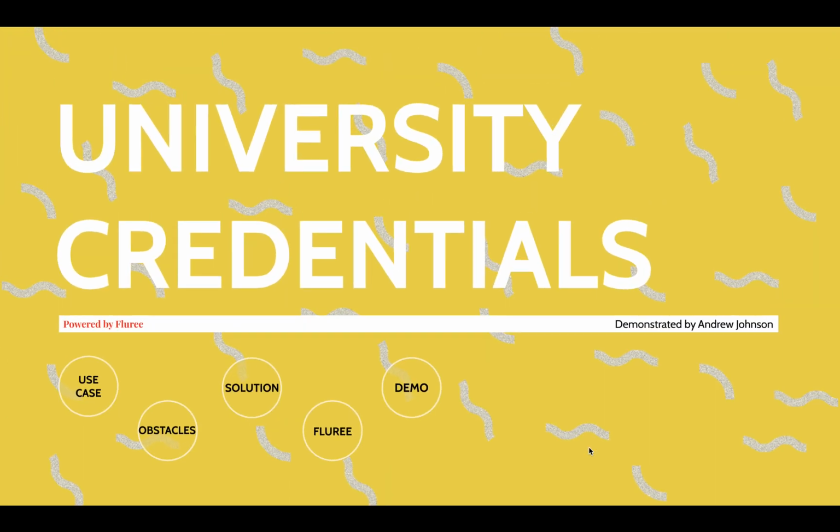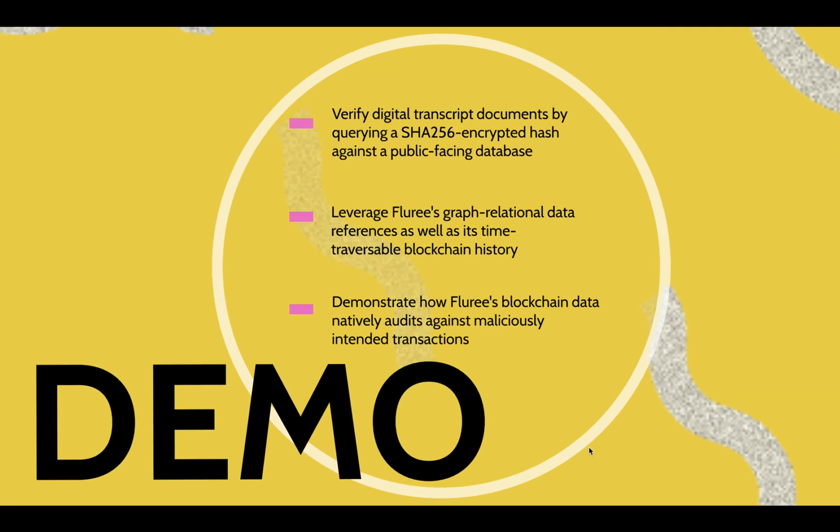So lots of intro, lots of summary of this use case and of the data concerns going in, but the fun part here is going to be us looking at this demo. So I'll explain a bit what this demo is going to be, but essentially there's three main things we're doing here, and they're all really interesting. One, we're going to go ahead and verify digital transcripts. We're going to set up a use case where all of this is happening. We're going to verify digital documents by querying a SHA-256 encrypted hash against a public-facing database. It might sound a little confusing. It'll be very clear when we move into the demo.